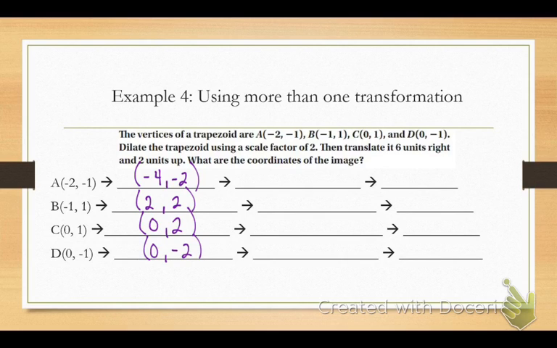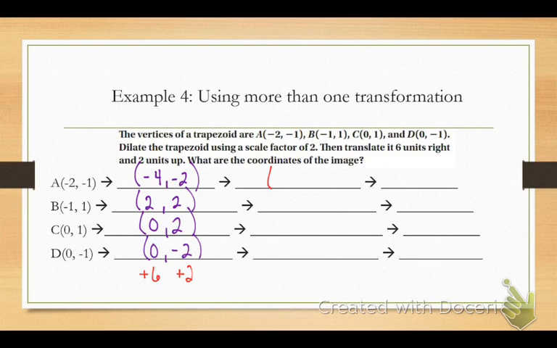Now tell me this. To translate it 6 units right means what operation to what value? Can someone raise your hand? Alexa. Add 6 to the x. Perfect. Add 6 to x, and then to go 2 units up, what do I do to do that, Jack? Add 2 to y. Plus 6 and plus 2. So that plus 6 and plus 2 just tells me what I'm doing to all my x and y values. You don't have to write that. I'm just writing it there as a reminder.